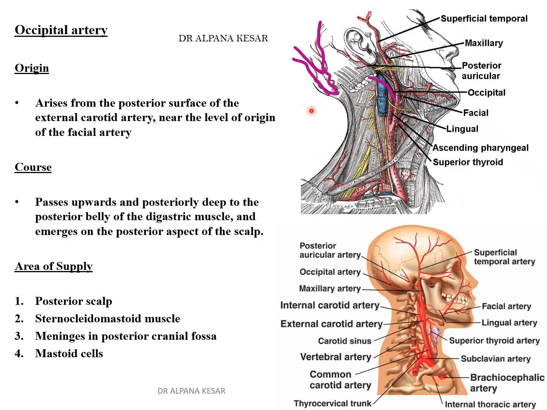The area of supply of the occipital artery is the posterior scalp, sternocleidomastoid muscle, meninges in the posterior cranial fossa, and the mastoid air cells.